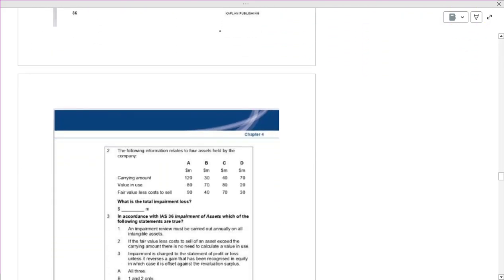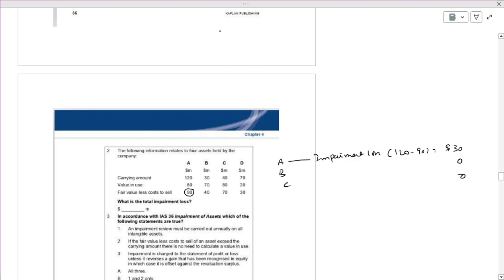Next, second one, what are they saying? Same thing. What is the total impairment? Carrying amount is 120. Which one is higher? 90. A is how much impairment loss? 120 minus 90. It comes to 30. B. Carrying amount is less, so impairment loss is 0. C. This is also impairment loss is 0.